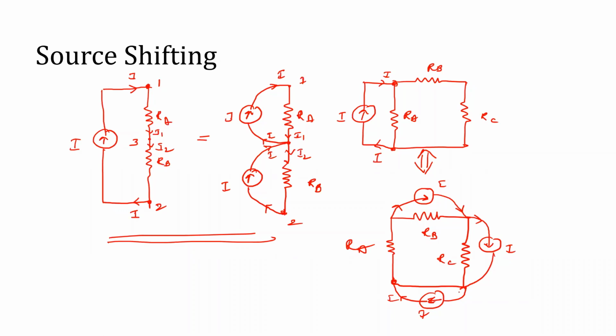Similarly, at this node, the current I is entering, the same current I is leaving. At this node, there is no effect of the current I because the same current is entering, the same current is leaving. So it is called the source shifting concept.